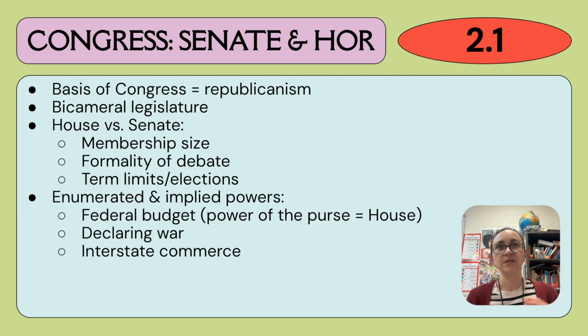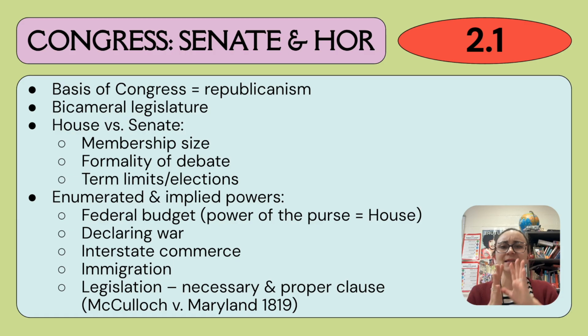They can regulate a business between states, including taxation of those businesses. Immigration is a federal power given to Congress, specifically naturalization. So like becoming a citizen, all of those processes are regulated by Congress. And then just like legislation in general, laws, anything that needs to get passed that is necessary and proper. And so last unit, remember, we talked about McCulloch versus Maryland, the idea that the elastic clause exists so that Congress can do whatever they need to do in order to do their job.